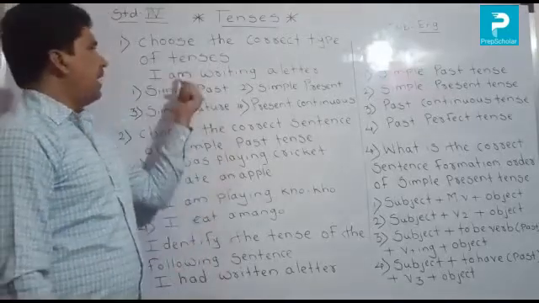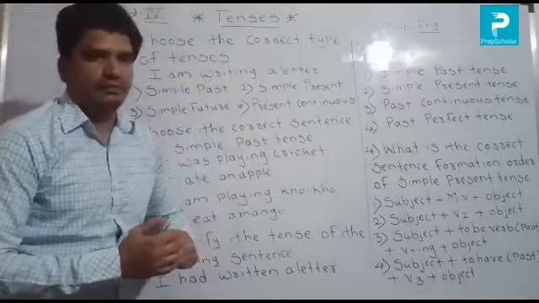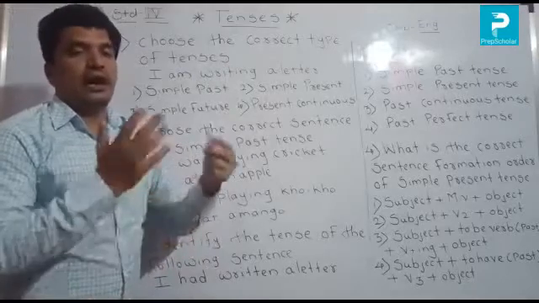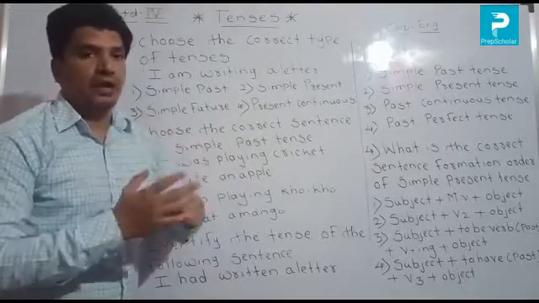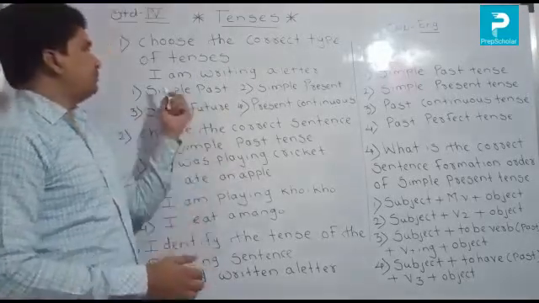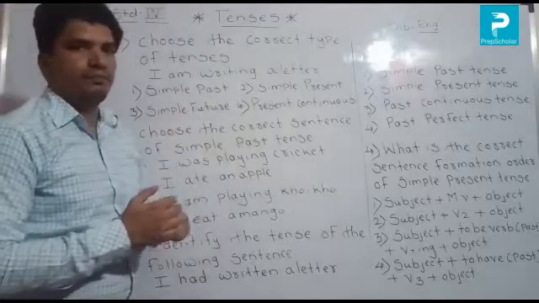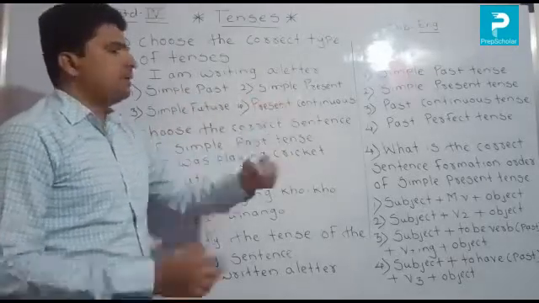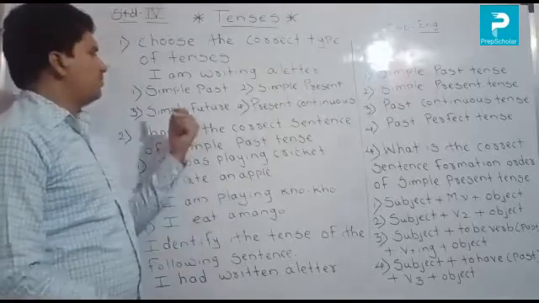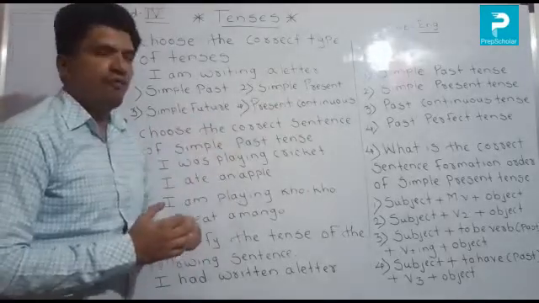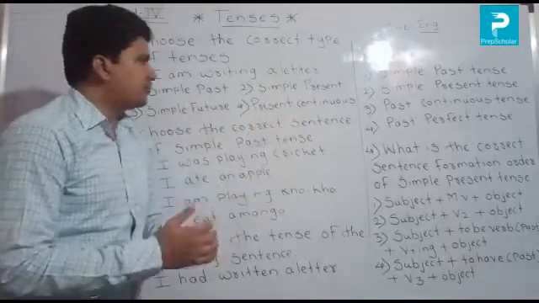Sentence is, I am writing a letter. हा सेंटेन्स कुठल्या काळामधला आहे? So number 1 option, simple past. Second number, simple present. Third number, simple future. And fourth number, present continuous.